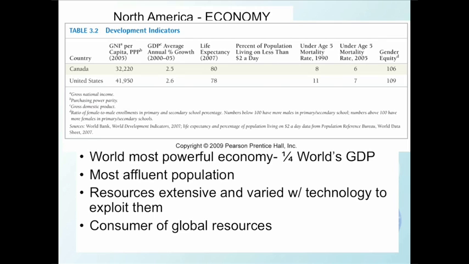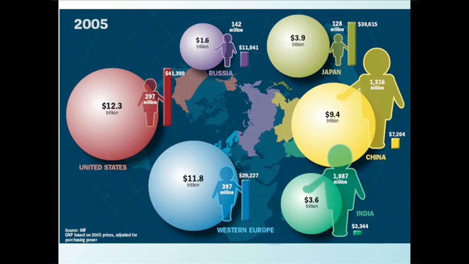Now, the United States is the world's most powerful economy and controls about a quarter of the world's total GDP. Here's a map that gives you a sense of the sizes of some of the major economies in the world as of 2005. You see the United States with the largest bubble, the size of the economy being $12.3 trillion. And the other places pictured here, you see Western Europe in blue with about 11.8 trillion. You see China as another major economy with about 9.4 trillion. Russia, Japan, and India are pictured there as well, India at about 3.6 trillion. So that's about where the economy splits up as of a couple years ago.